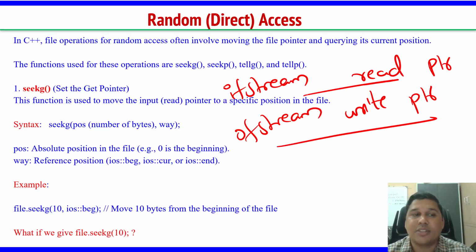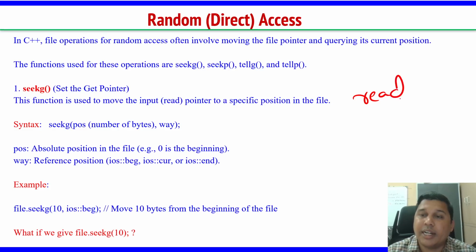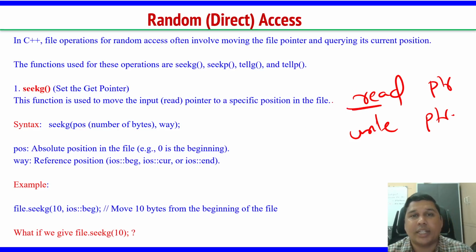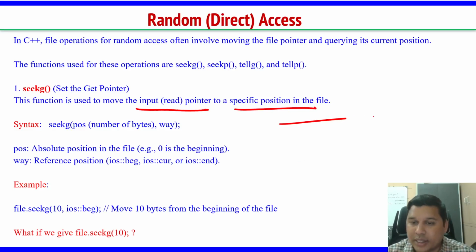Now, what is this seekg function? There are two pointers I am saying, read and write. Generally we use the read pointer to read the content and the write one to write content at that location. Now, what is this seekg function? This function is to move the input pointer, that read pointer, to a specific position in the file. Let me show the example here.